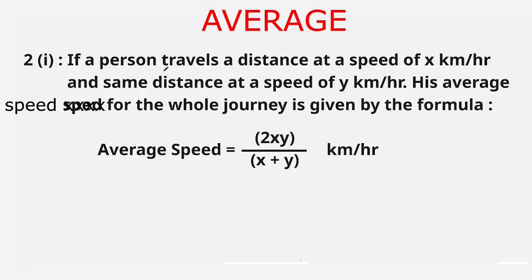If a person travels a distance at a speed of x km per hour and the same distance at a speed of y km per hour, his average speed for the whole journey is given by the formula: average speed equals 2 times x into y divided by x plus y km per hour. We will learn this formula by one example.